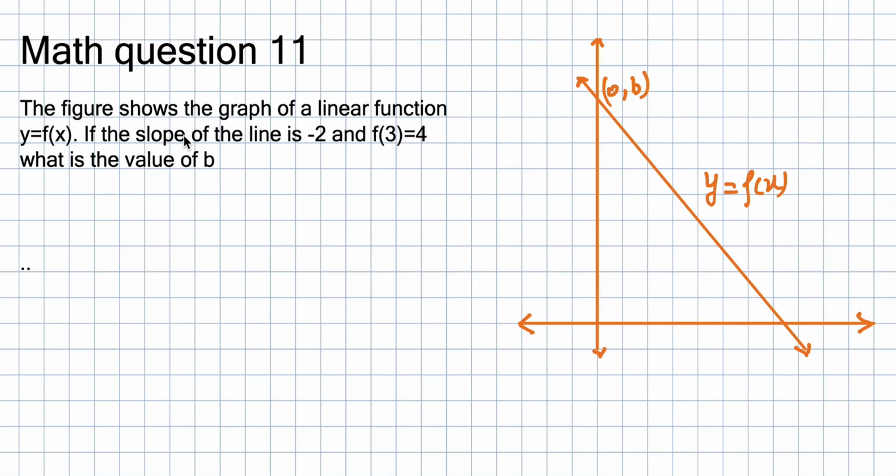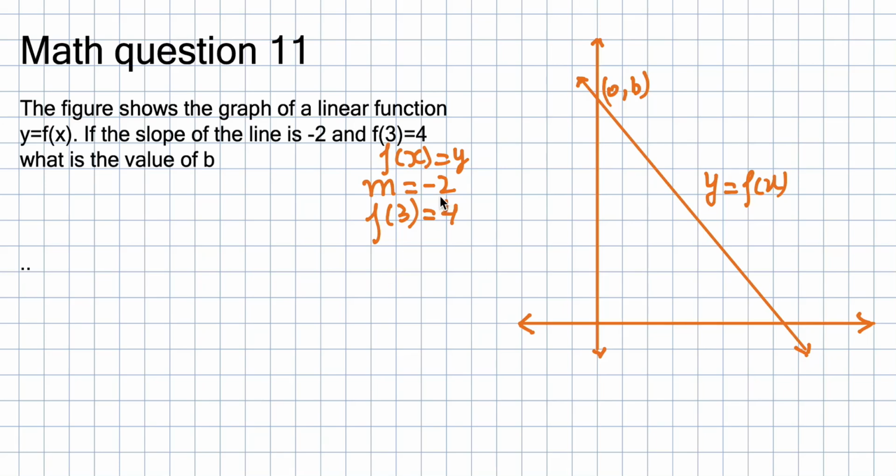If the slope of the line is -2, okay, it's given that the slope of the line is equal to -2, and the other information is f(3) equals 4. What is the graph? y equals f(x). f(x) is equal to y, I can also write it like this.